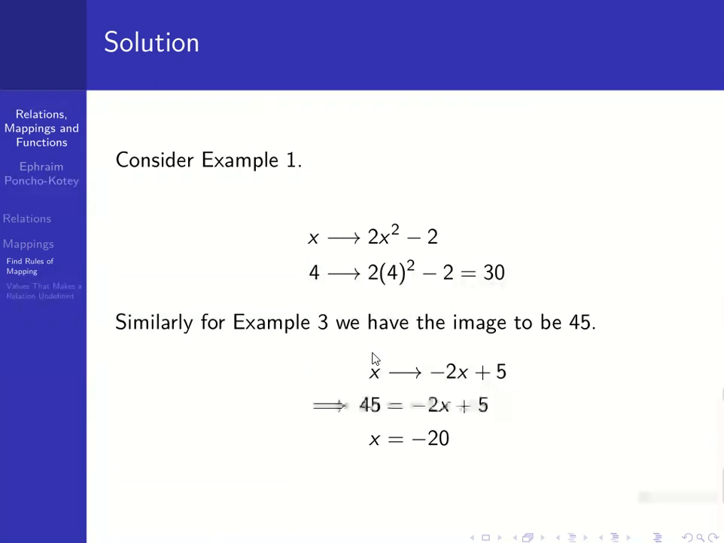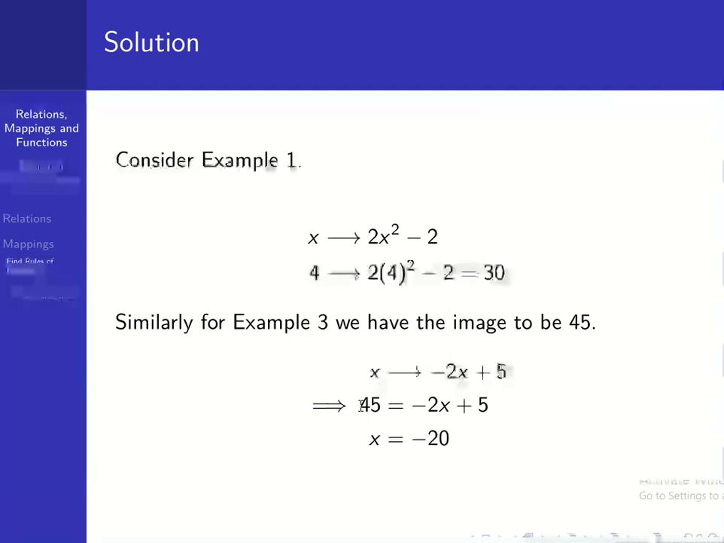Similarly, in example 3, we are given the image to be 45. For the image to be 45, we equate the whole rule to 45. Now we try finding our x that gives us 45. And our x is minus 20. That means that if I put back minus 20, I should be able to get the 45 here. With this kind of thing, you can always go forward and come back to be sure that what you are doing is right.